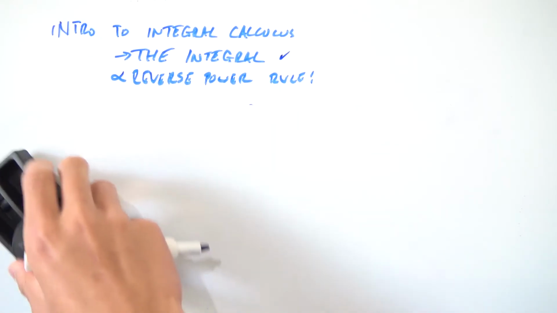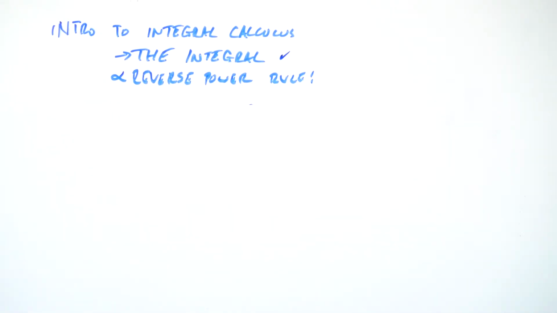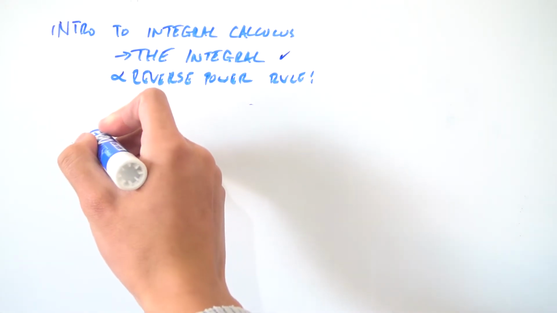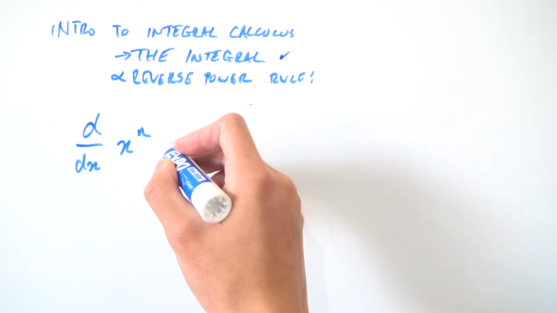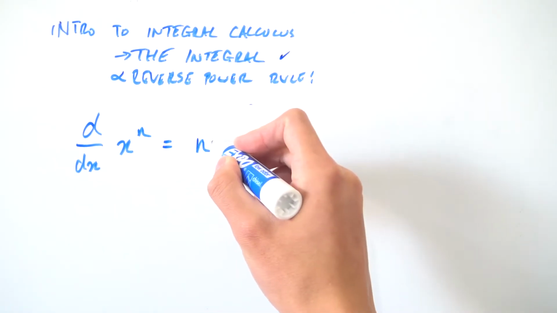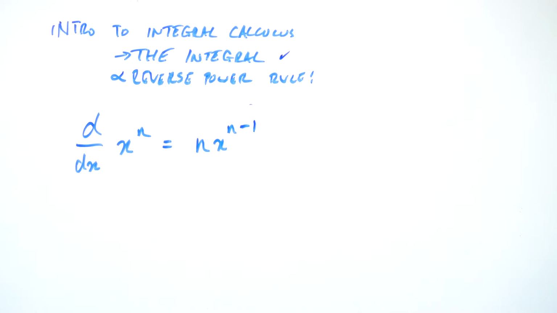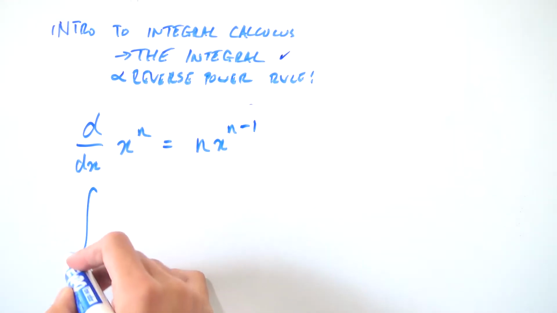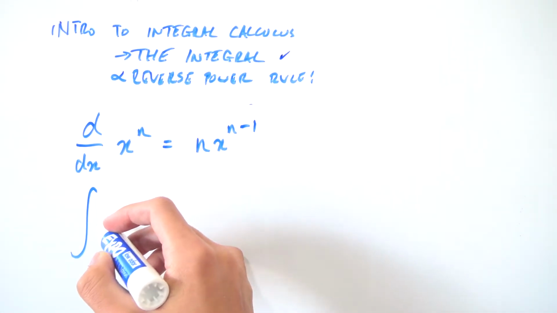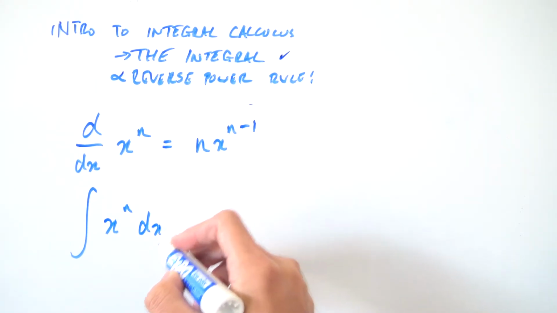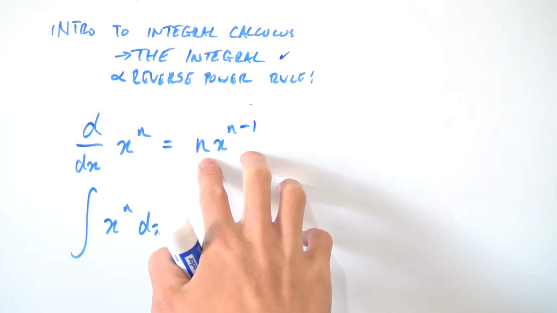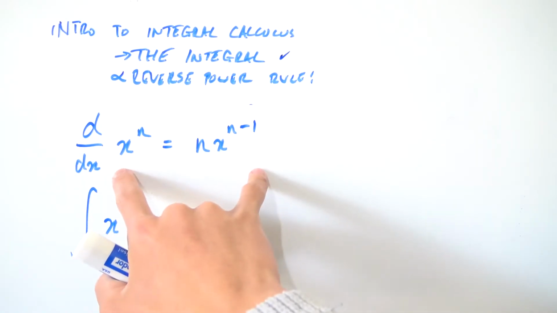As the name suggests, it's pretty much the power rule for differentiation, but reversed because now we're anti-differentiating. So we know the derivative of some function x to the n is going to give us n times x to the n minus 1. So what happens if we integrate or anti-differentiate x to the nth power? And remember the dx. So we kind of have to reverse this process somehow.